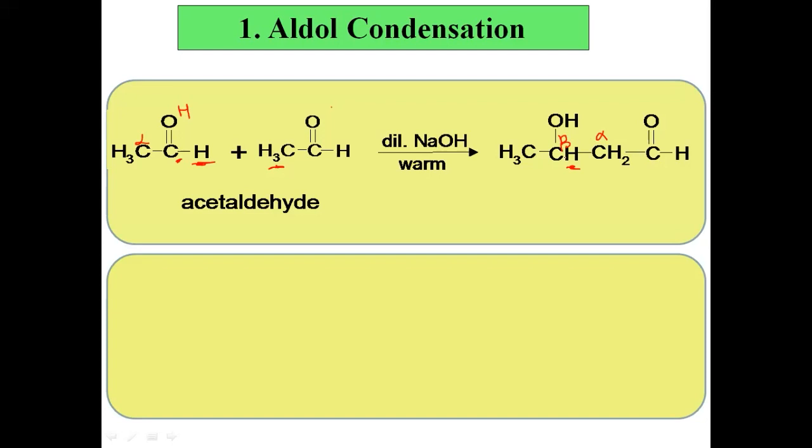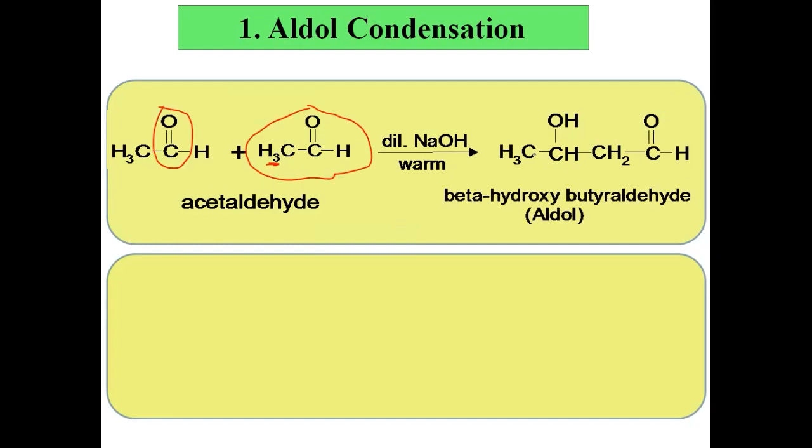when warmed with dilute alkali undergoes self condensation. This is self condensation, means two molecules of the same compound undergo condensation to form beta hydroxyaldehyde. And this beta hydroxyaldehyde is also called aldol. It is also known as aldol. Aldol means what? It has two functional groups. One is the aldehyde and second is the alcohol. And therefore, it is also known as aldol, and that reaction is called aldol condensation. This is a very simple reaction.